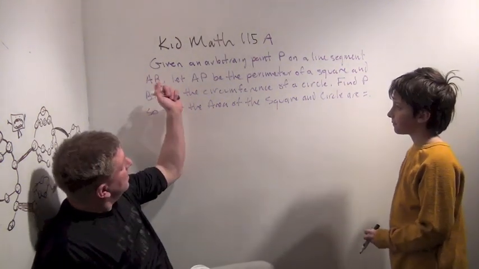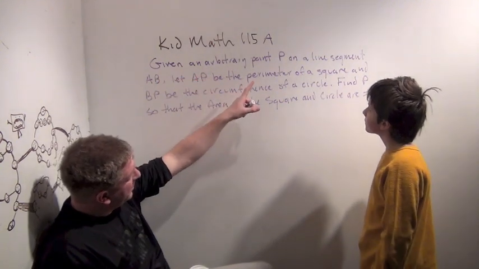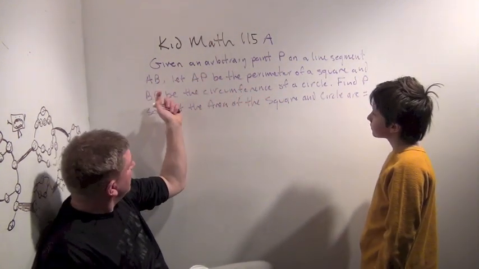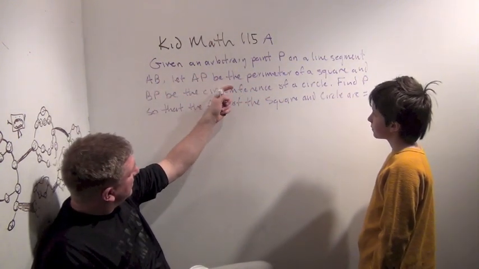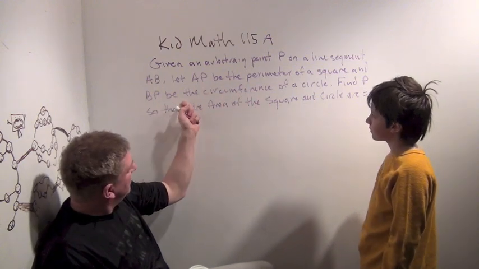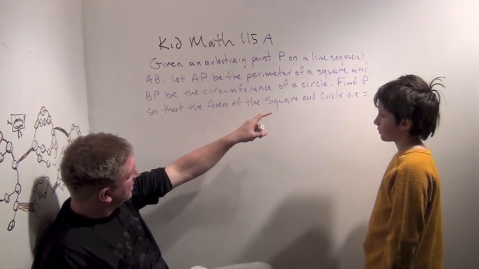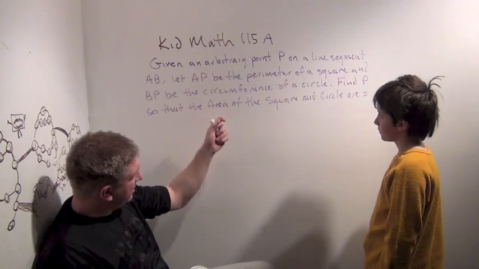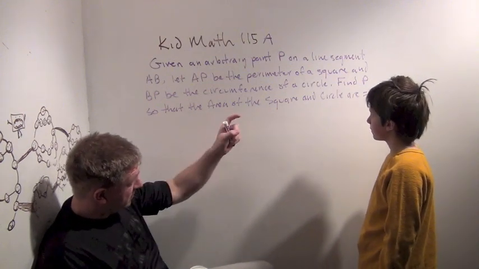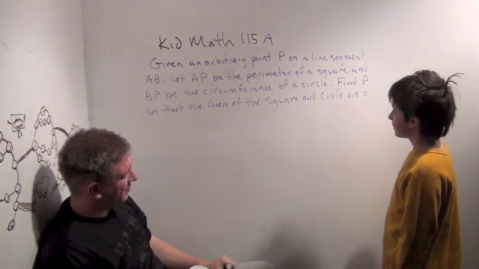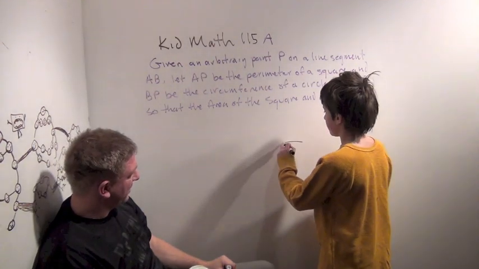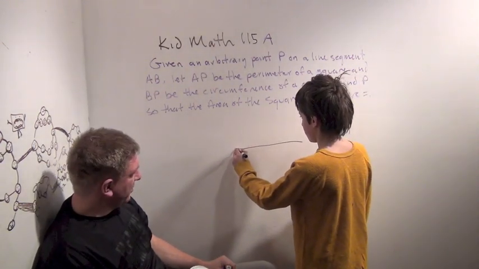Given an arbitrary point P on a line segment AB, let AP be the perimeter of the square and BP be the circumference of a circle. Find P so that the area of the square and circle are equal. Sorry for not writing out equal, but I wanted to save space. How do you want to approach this problem?